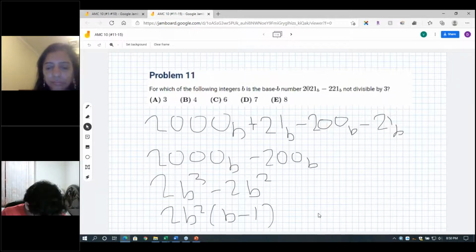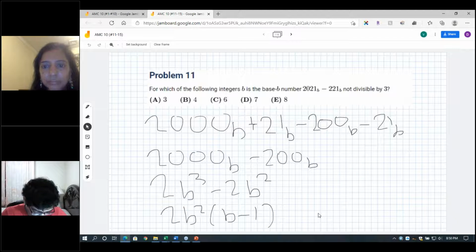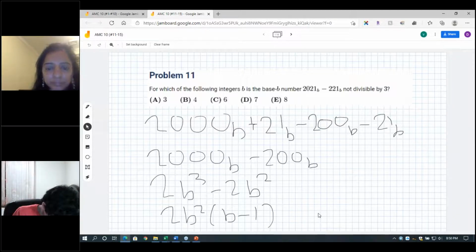Now, for all of these integers, if the result is going to be divisible by 3, either the term 2b squared or the term b minus 1 must be divisible by 3. So we need to find the one number where neither 2b squared nor b minus 1 is divisible by 3. So let's try it out. For 3, 2b squared will be divisible by 3 because 2 times 3 squared is equal to 18. So it does not work.